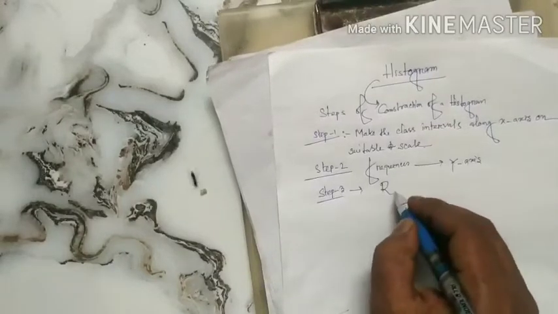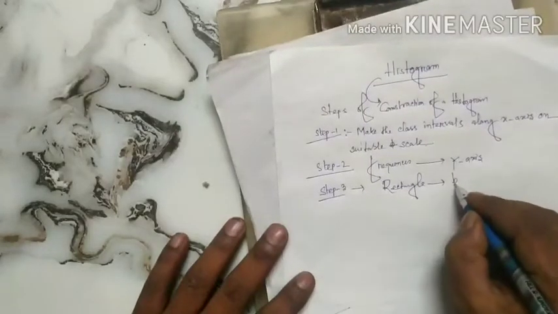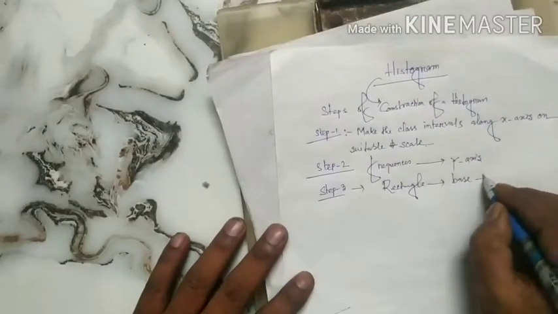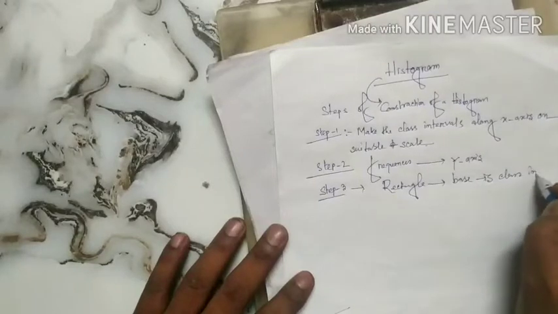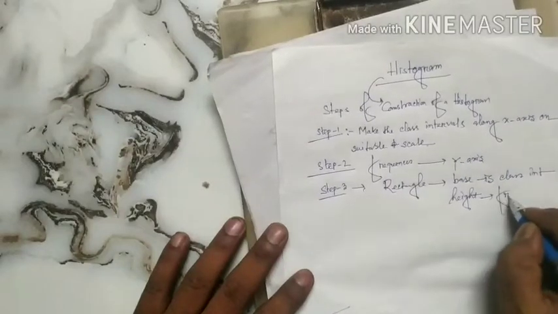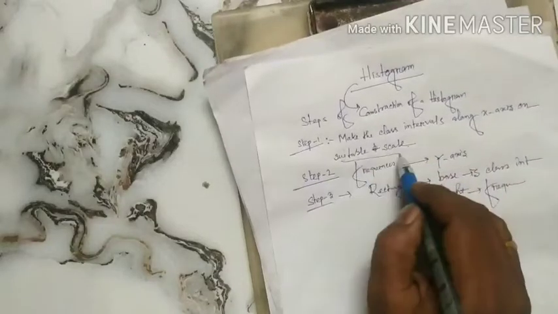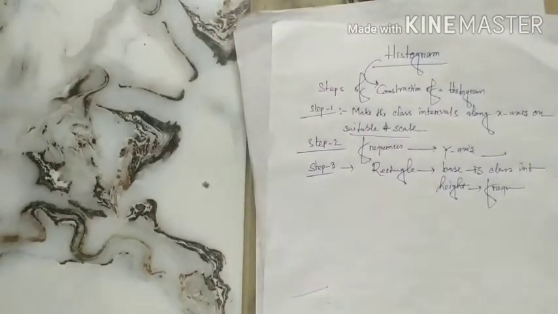We draw rectangles whose base is the class interval and whose height is the frequency. In the previous video I already discussed how to choose a suitable scale.